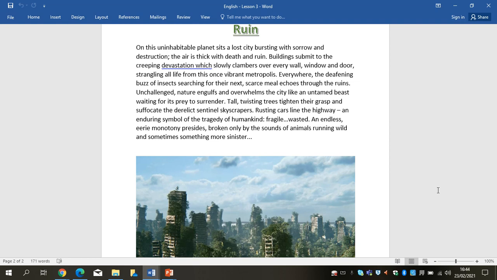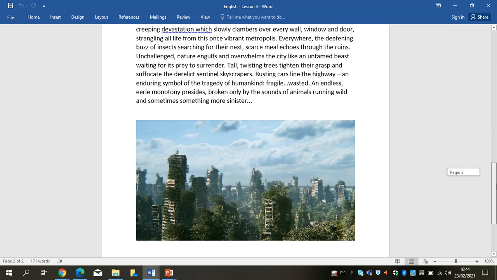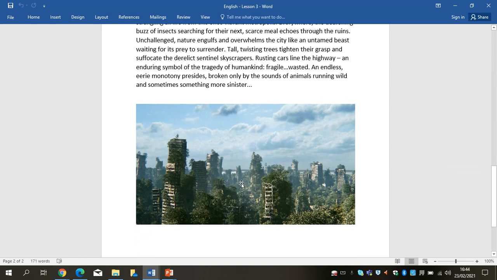What a great setting description. It really helps paint that picture and immerse you in this scene. Now, the other thing that's on your sheet are these pictures. I think they've done a brilliant job of describing that scene. Tall, twisting trees tighten their grasp and suffocate the derelict sentinel skyscrapers. You can see the trees growing all over, grasping those buildings, grasping the skyscrapers.